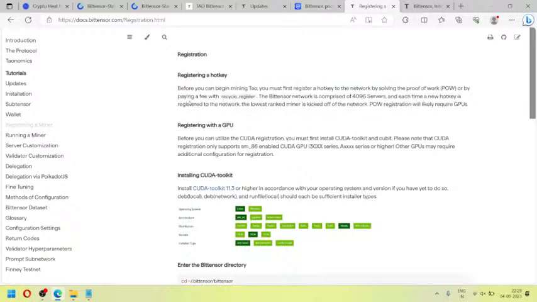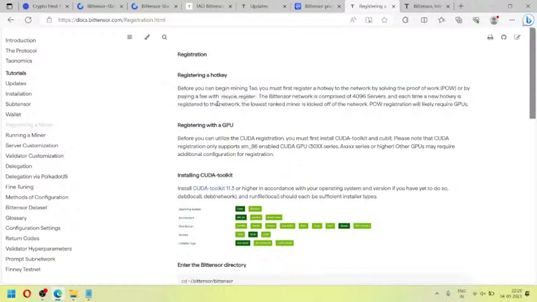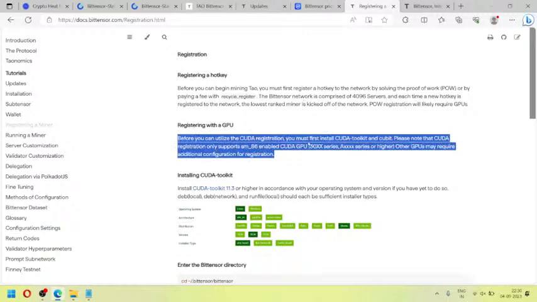Before you register, you have to pay some fee for the recycle register, and they have 4096 servers, and each time they generate a hotkey to register a miner. And if you perform poorly, they will kick that miner out. You have to perform well to stay in the network. To be a good miner, you need one graphic card.